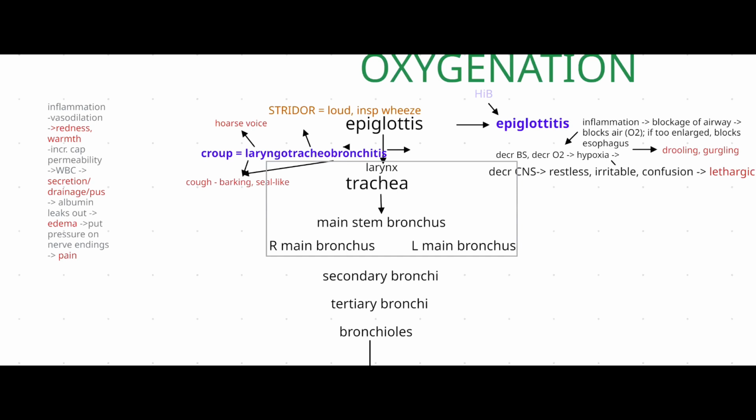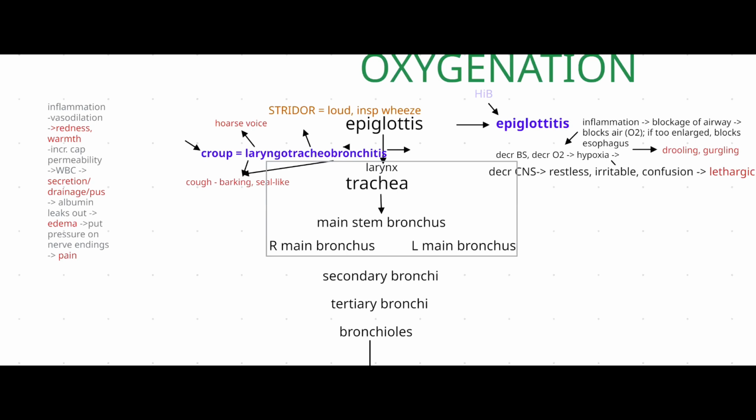So these are all characteristic word association test keywords for croup, okay? Barking cough, stridor, hoarse voice, laryngotracheal bronchitis. What is the cause? What is the etiology? What causes it? What causes croup? RSV? Common virus.